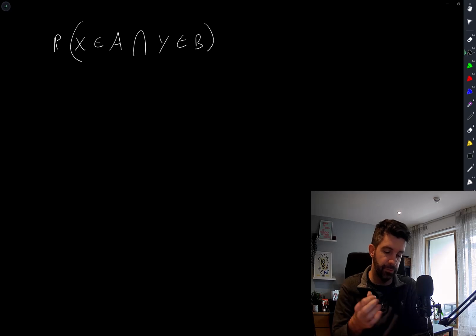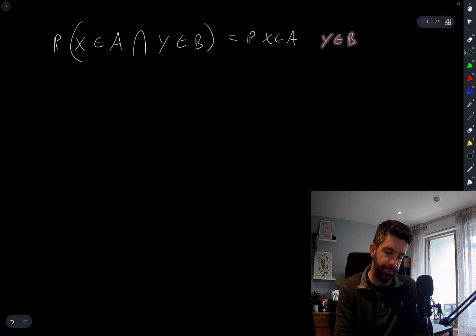So we can easily compute the probability that x is in some set and y is in some other set, or possibly the same set. It doesn't really matter. This is equal to the probability that x is in A and y is in B. Oops. Probability that x is in A times the probability that y is in B.